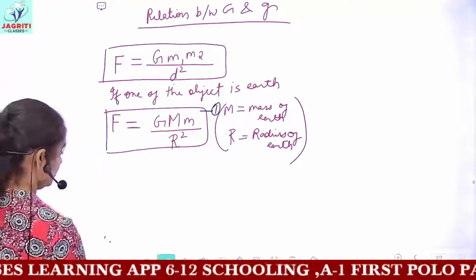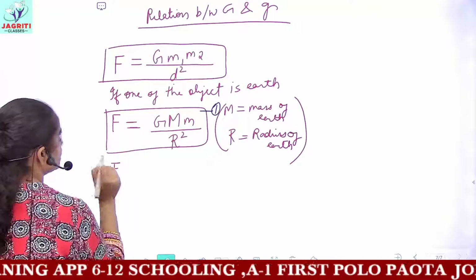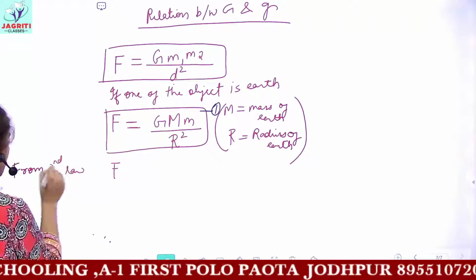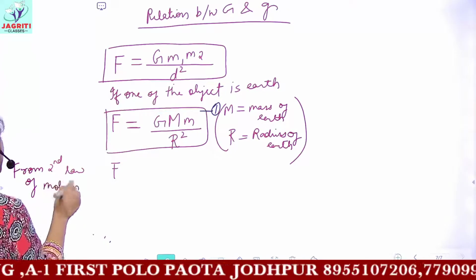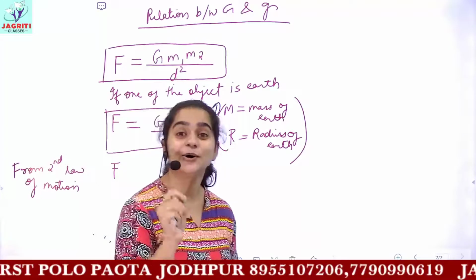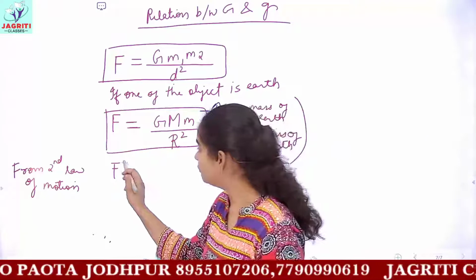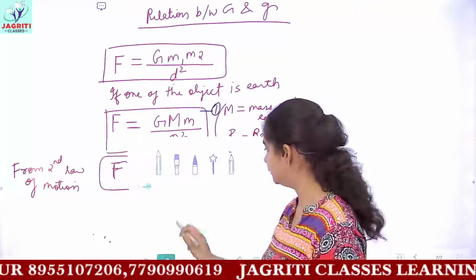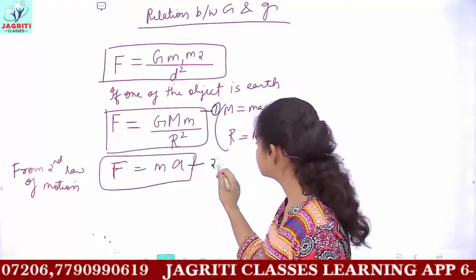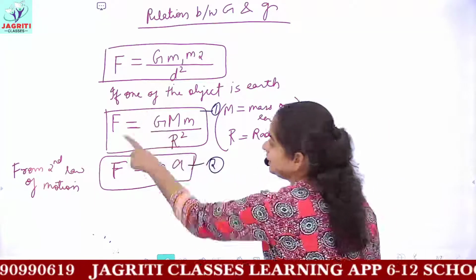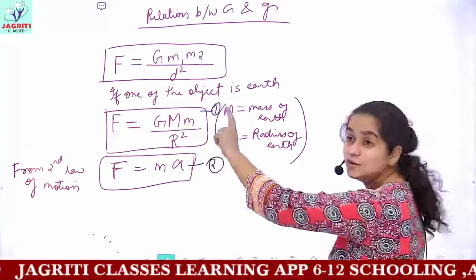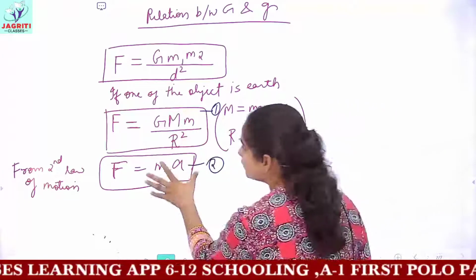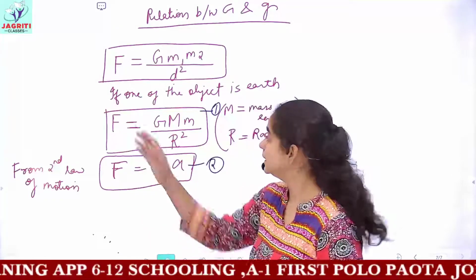Then what's next is, from Newton's second law of motion, what was the second law? The second law is used to give the magnitude of force. So from the second law of motion, the value of force is F equals ma. This would be my second equation. Now you have two equations for finding the magnitude of force. One is according to the universal law of gravitation, the next is according to Newton's second law of motion. But both these equations give the value of the same quantity, that is, force.